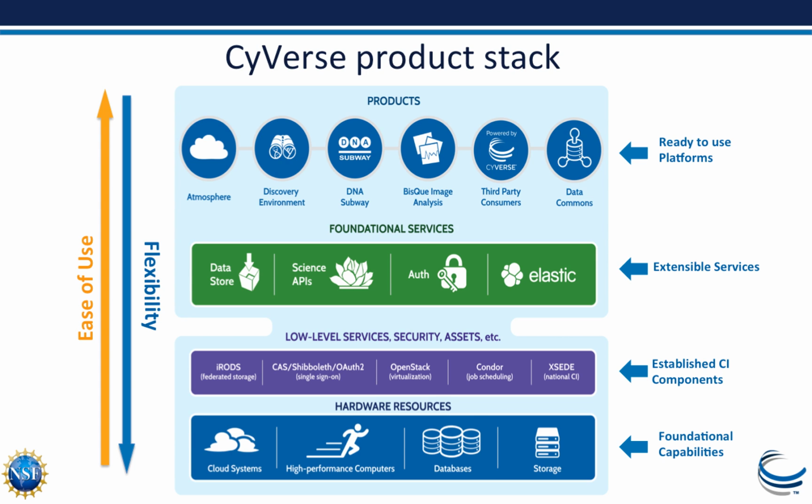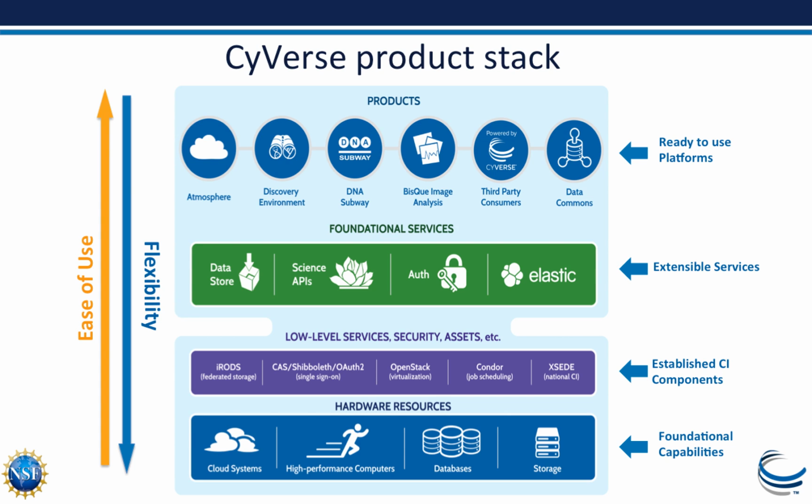This architectural slide is what we like to call our layer cake or product stack, and it shows how CyVerse is built on a foundational layer of hardware resources such as cloud systems, high-performance computing, databases, and storage. We reuse a number of established cyber infrastructure components, such as iRODS, OpenStack, and XSEDE, to tie those hardware resources together and make them work in a way that's never really been done before. Those lower-level services are accessed by a set of foundational services, including our data store, science APIs, authorization, and Elasticsearch for searching. At the top of the stack come the products or the user interfaces.